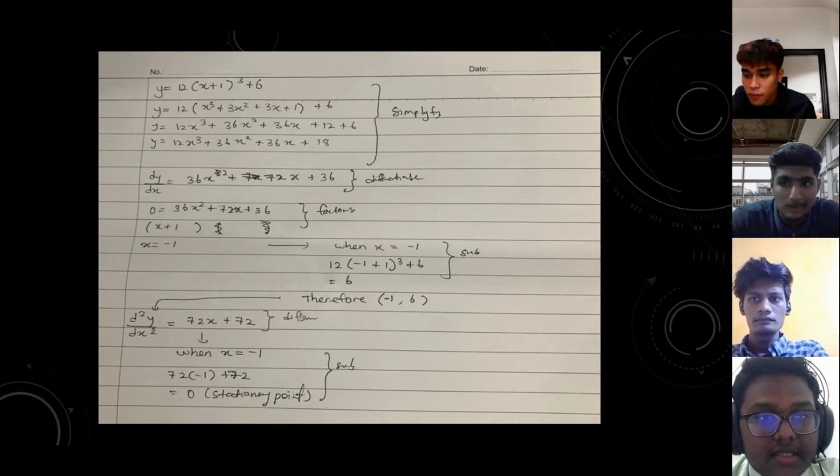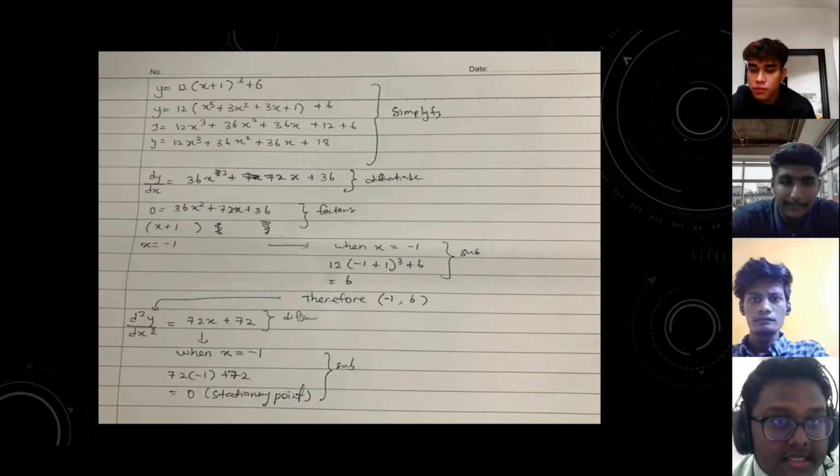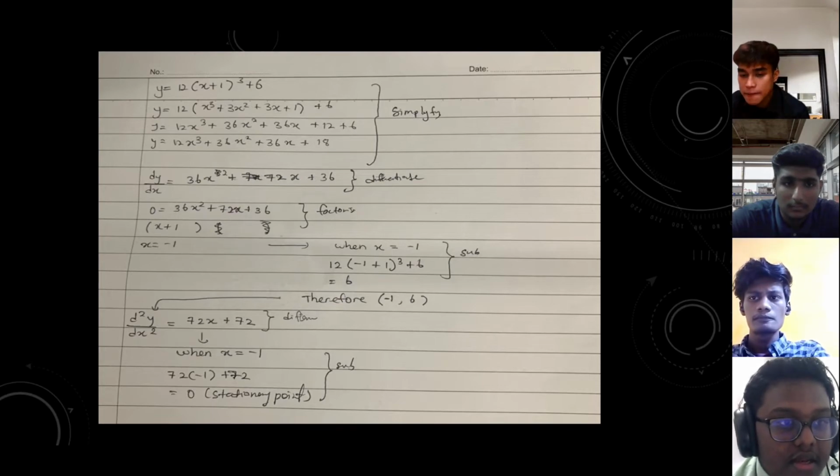Now we are going to solve this equation. y equals 12 times (x plus 1) to the power of 3 plus 6. So first we need to simplify this. When we simplify, we will get y equals 12x to the power of 3 plus 36x squared plus 36x plus 18. Then we need to differentiate this. dy over dx equals 36x squared plus 72x plus 36. Then we need to factorize, so 0 equals 36x squared plus 72x plus 36.